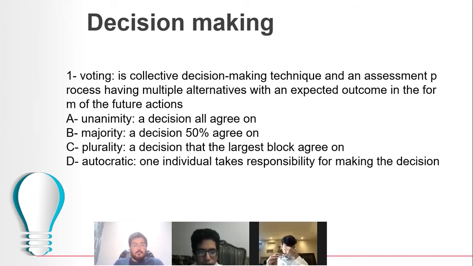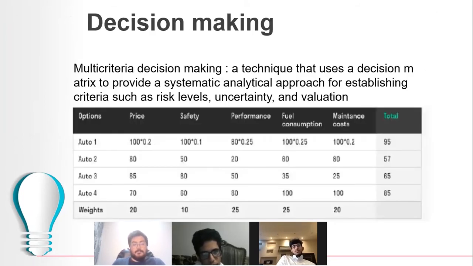There are unanimity, a decision that all agree on, or we have a majority, a decision that 50% or more agree on. C, we have the plurality. It's a decision that the largest block agree on, which should be, of course, less than 50%. Or the autocratic, or dictators as they used to call it, where one individual takes responsibility for making the decision. Next.